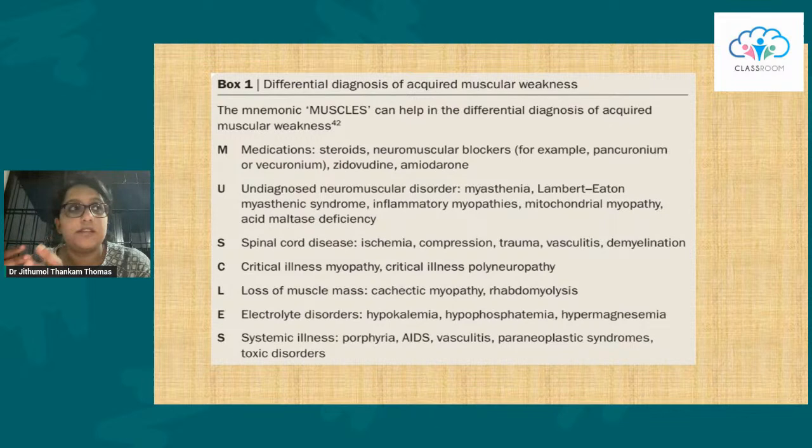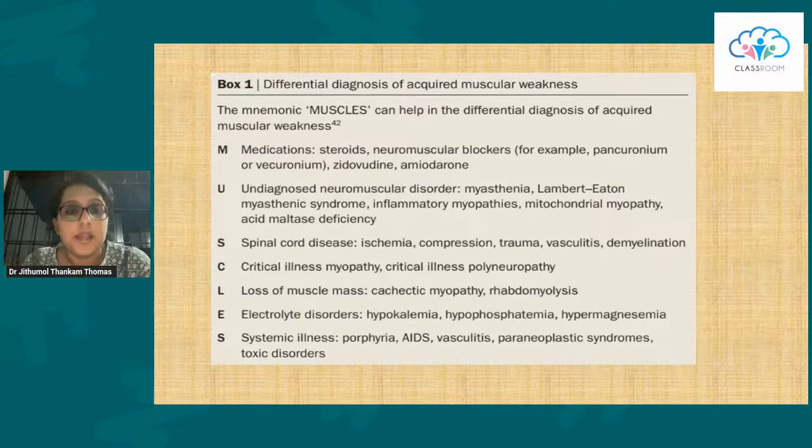So whichever steroid, the dose and the duration, especially the duration of giving and the doses of the steroids, make a difference. Then neuromuscular blockers and antibiotics, amiodarone, all these have been implicated. Then U standing for any undiagnosed neuromuscular disorder. That's what you need to rule out, that there is no other neurological disorder or another cause for this weakness. So you need to rule out other neuromuscular disorders.